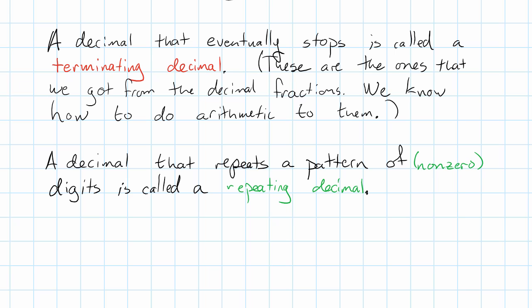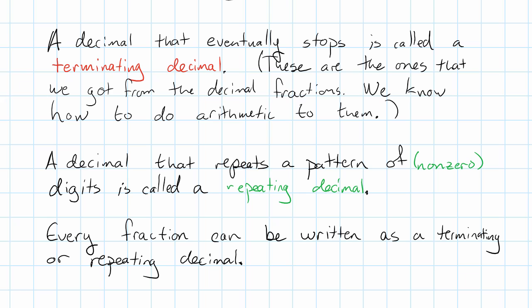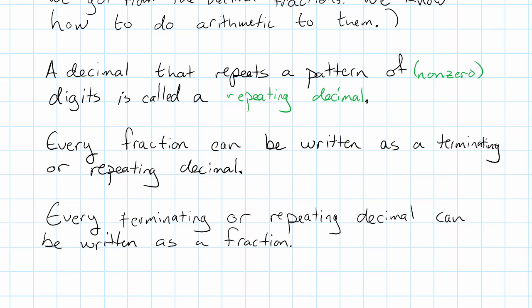Now, this is a fact. Every fraction can be written as a terminating or repeating decimal. And every terminating or repeating decimal can be written as a fraction. These ones we already know how to write as a fraction. These ones we're going to learn how to write as a fraction later.